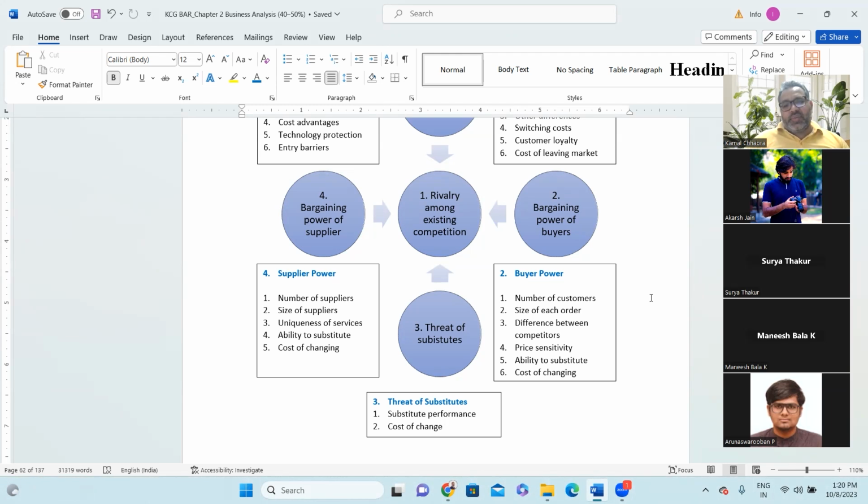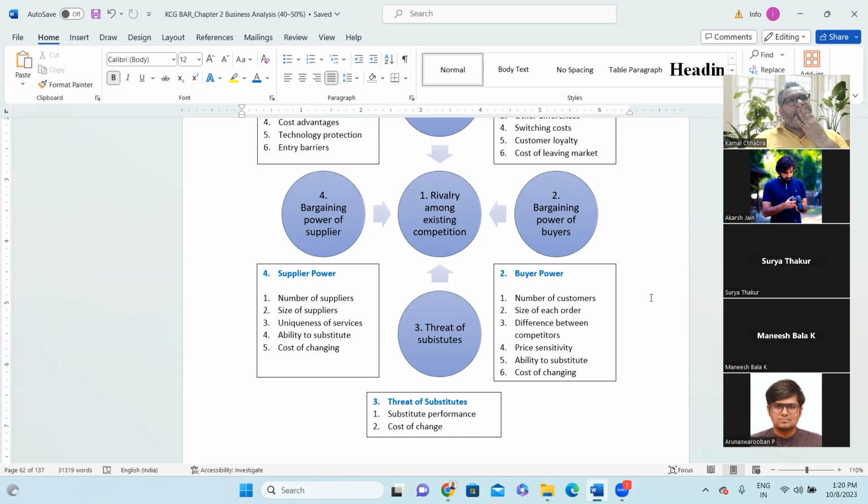The last one is the cost of changing. If the consumer is using some other product and wants to switch to yours, what additional cost will the consumer need to bear?